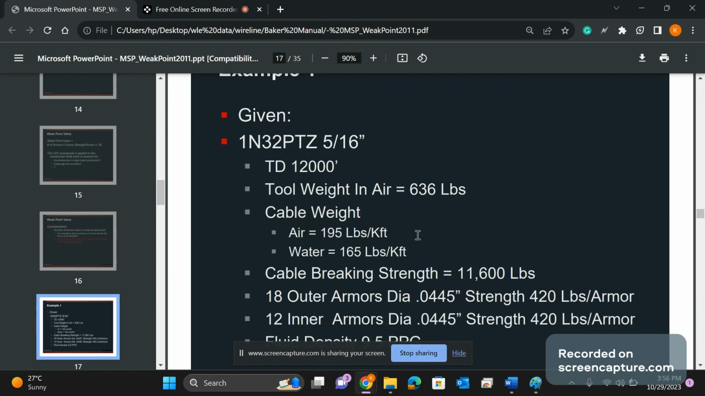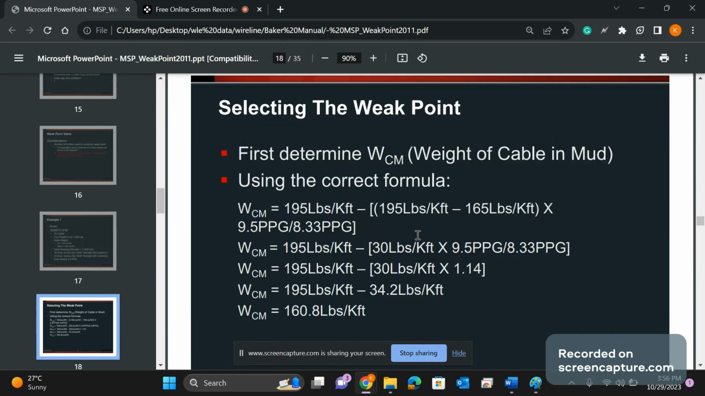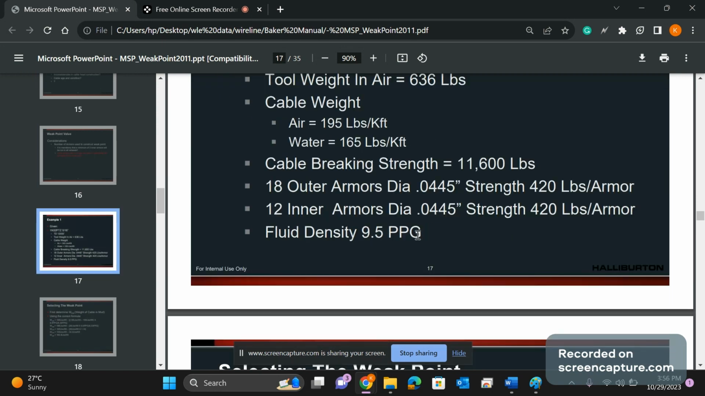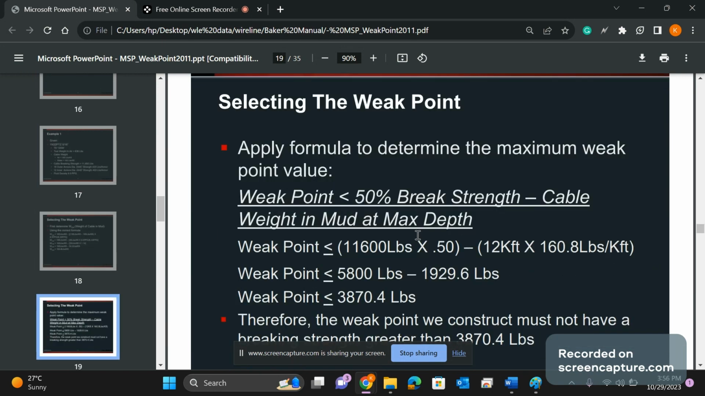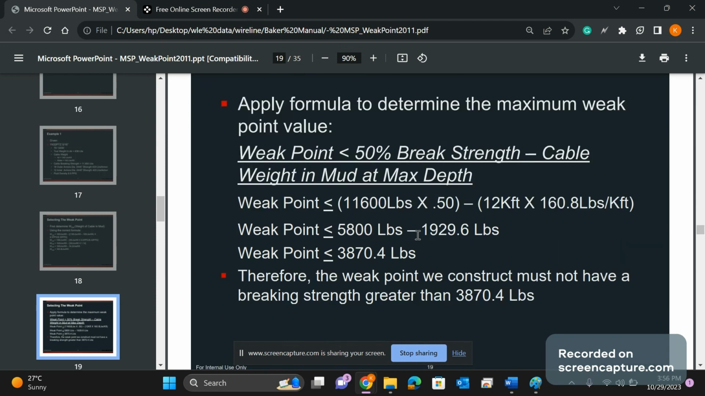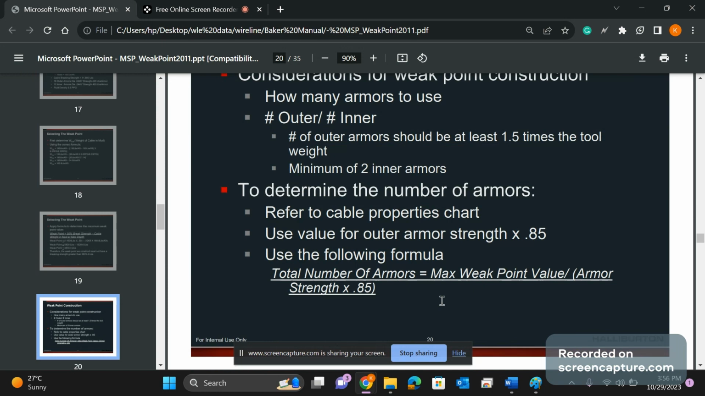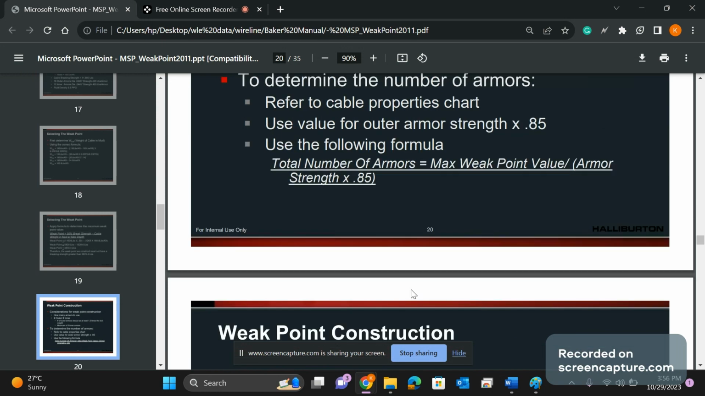So this is an example of it. We know the parameters given, which are weight in air, weight in mud, outer breaking strength, and inner breaking strength. And what we have done is we have calculated a weak point. So the weak point strength should be less than 3870 pounds. We can put this value here, and we will get in return the armor strength.